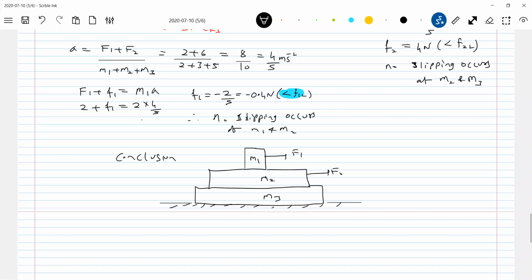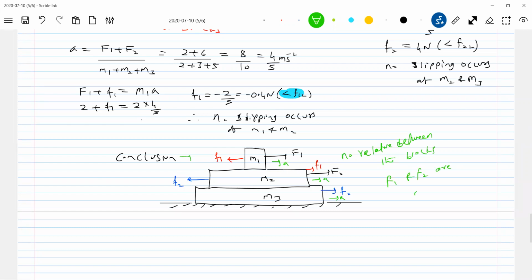The friction we assumed, so it should be like this. F1, this F1, there's no change with this friction. And all will have the same acceleration. No relative motion between the blocks. F1 and F2 are static.